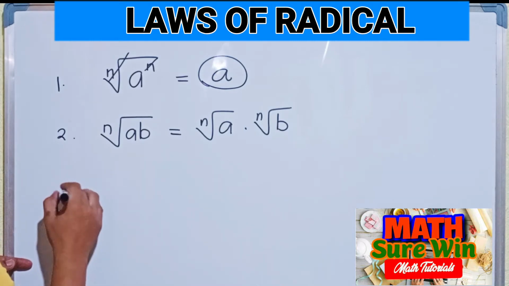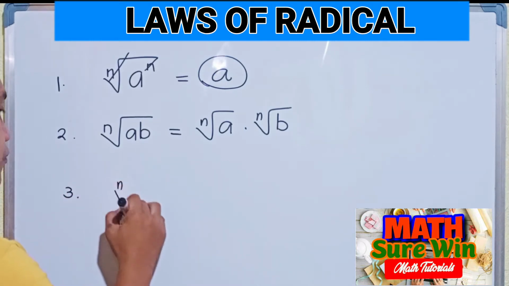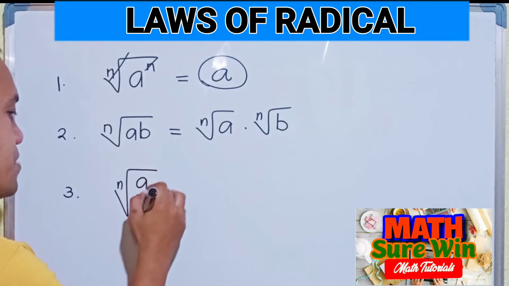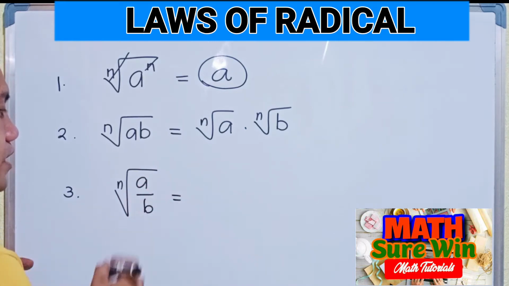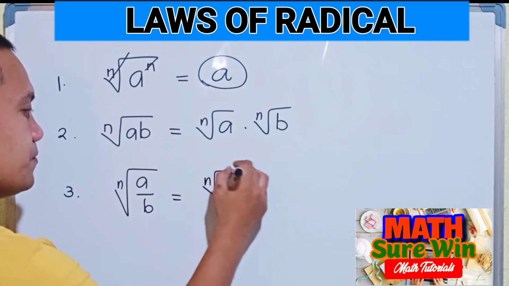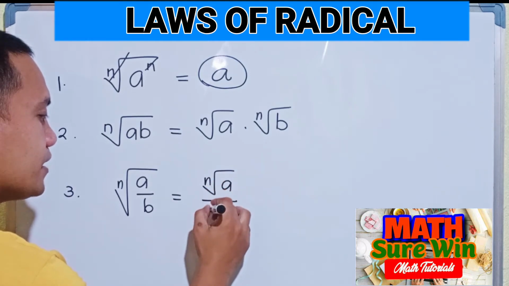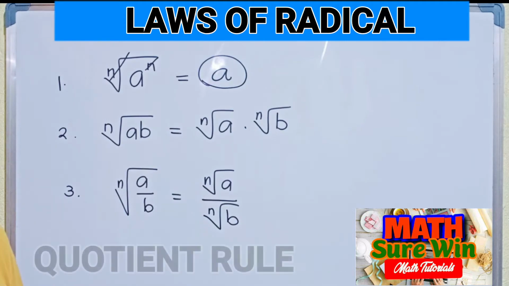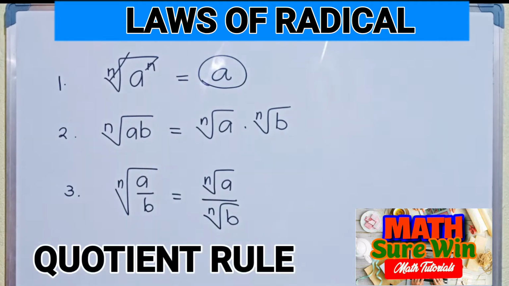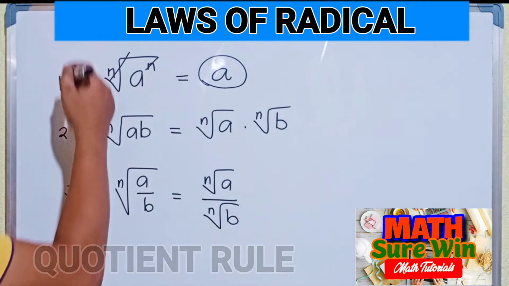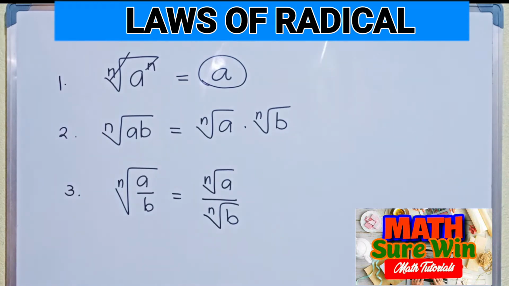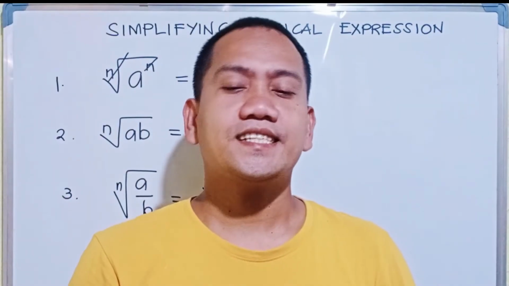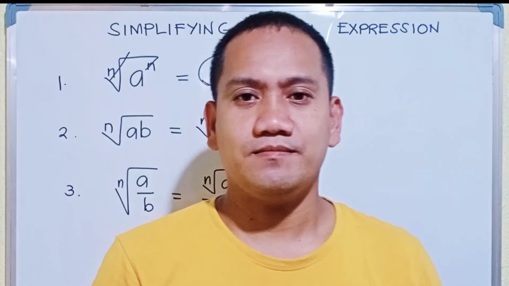Third, if we have the nth root of a over b, it is equivalent to the nth root of a over the nth root of b. And this is known as the quotient rule of our radical expression. So these three laws of radicals will be very essential as we simplify a radical expression. With this, let us try to have our first example.